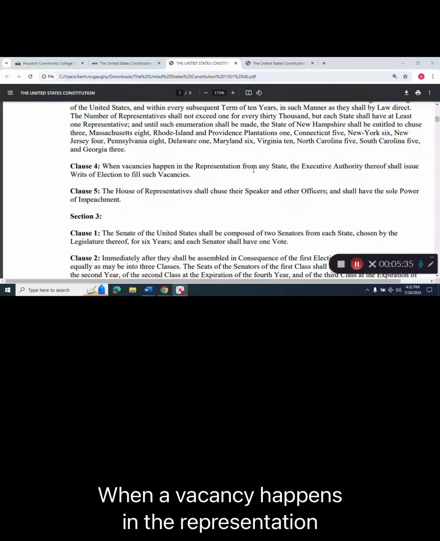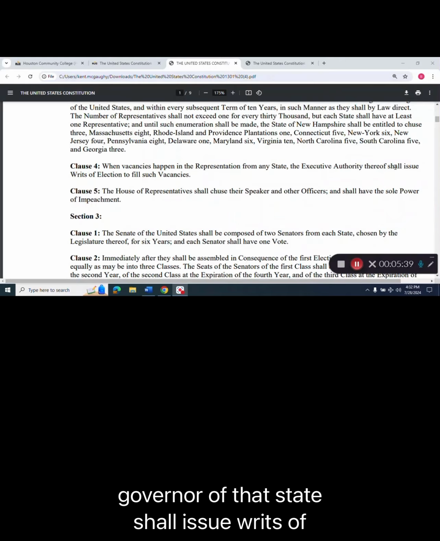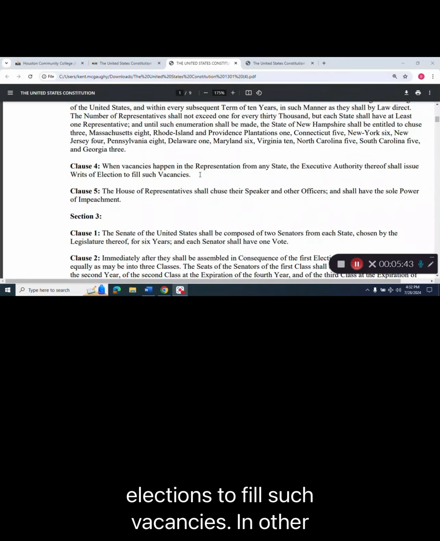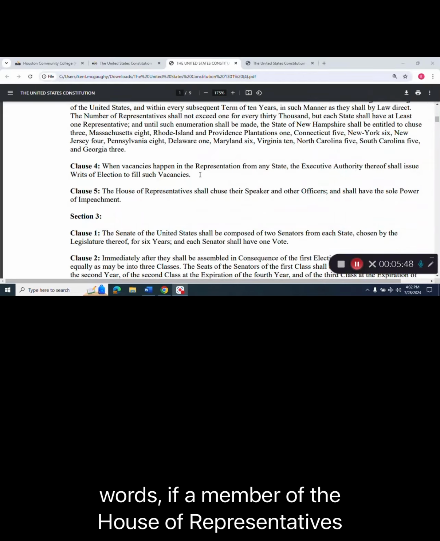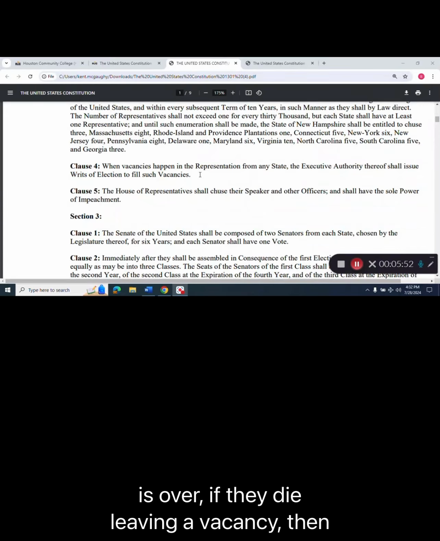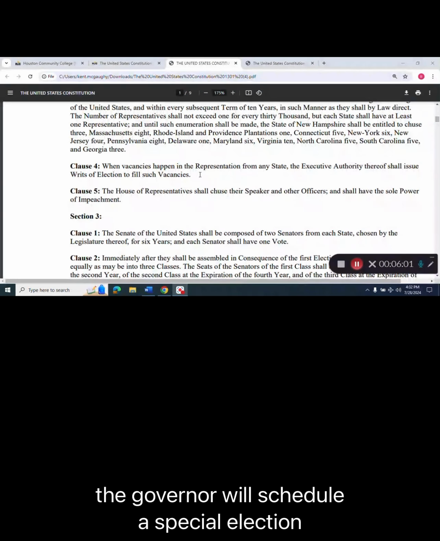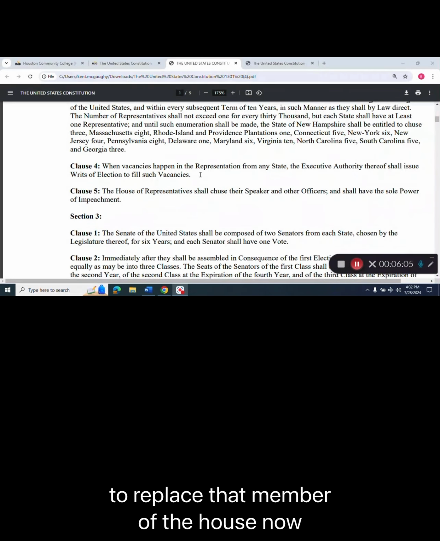When a vacancy happens in the representation of any state, the executive authority, the governor of that state, shall issue writs of election to fill such vacancies. In other words, if a member of the House of Representatives resigns from office before their term is over, or dies, leaving a vacancy, then the governor will schedule a special election to replace that member of the House.